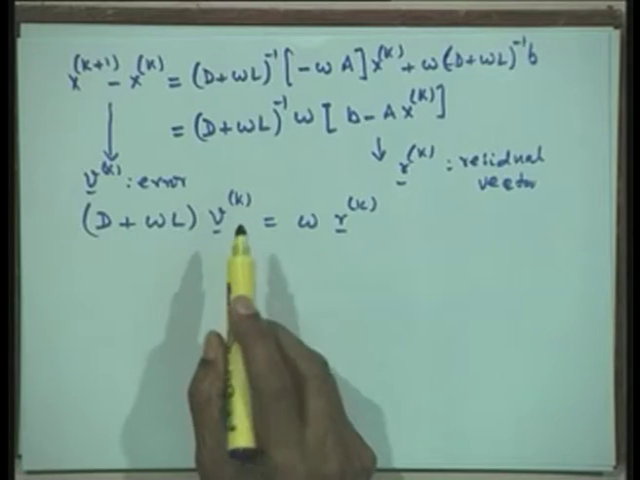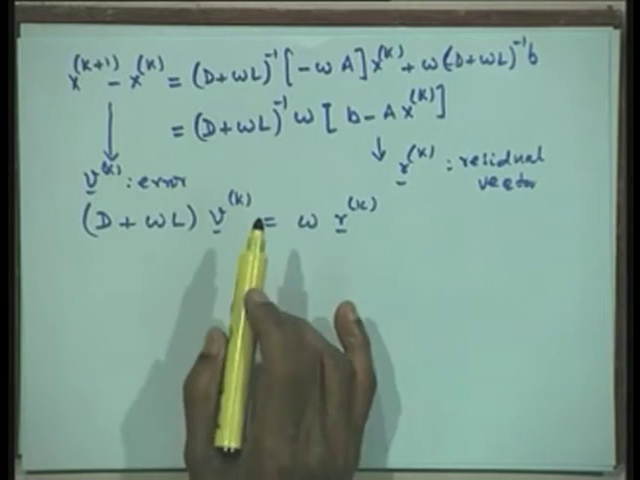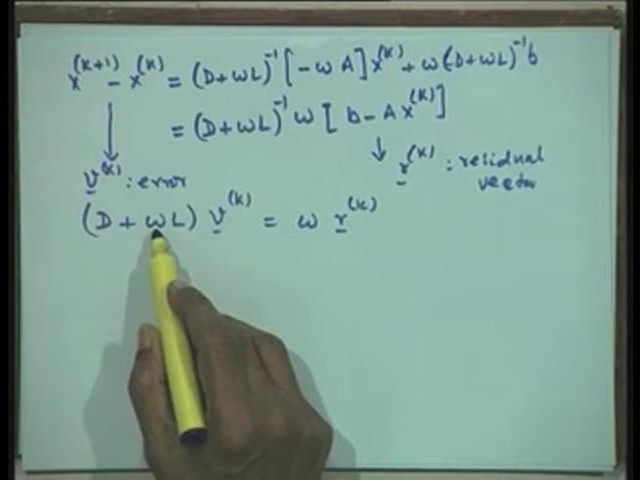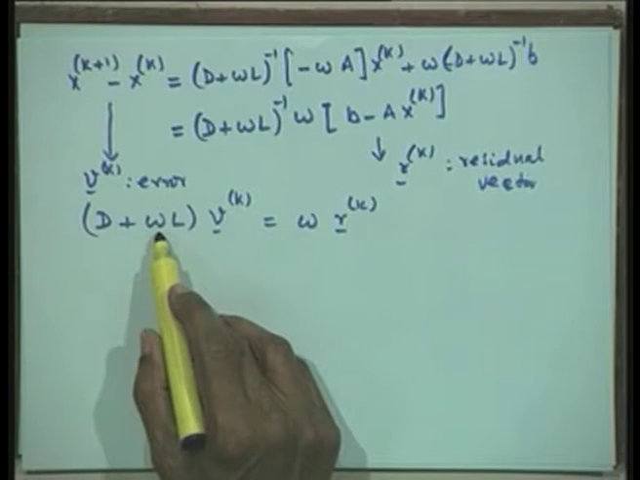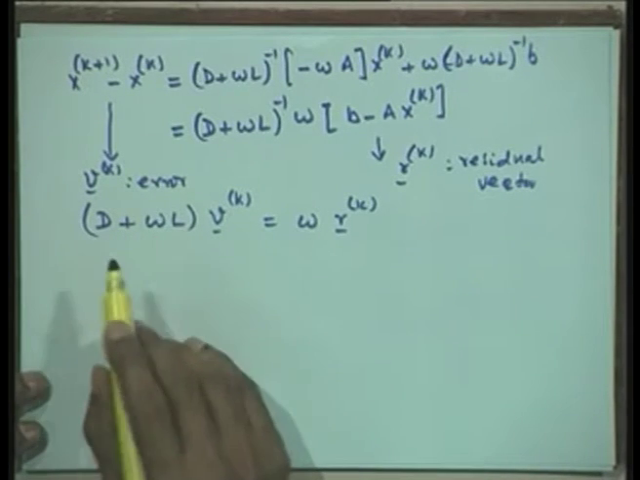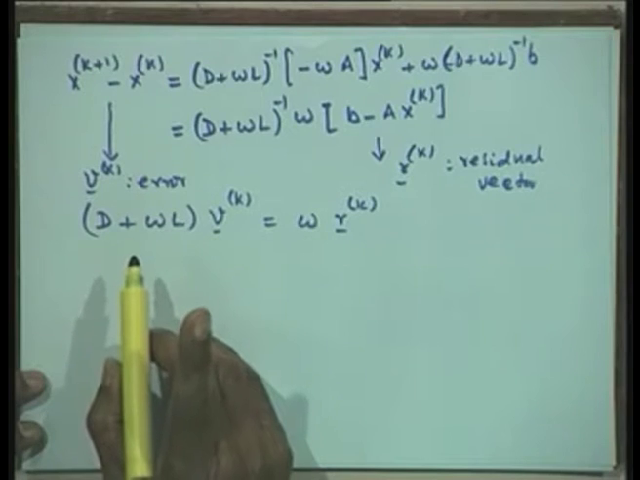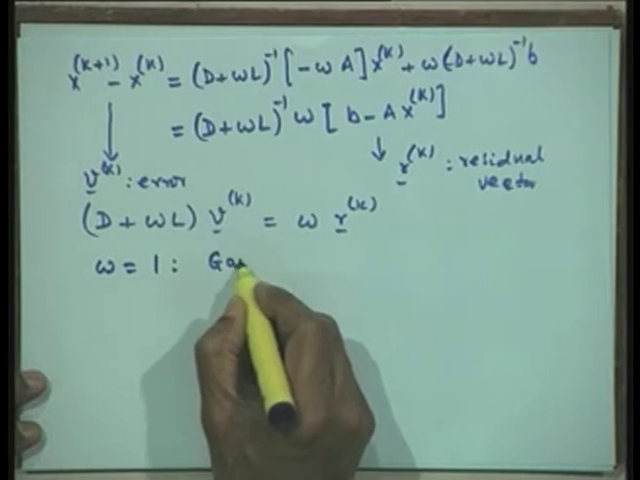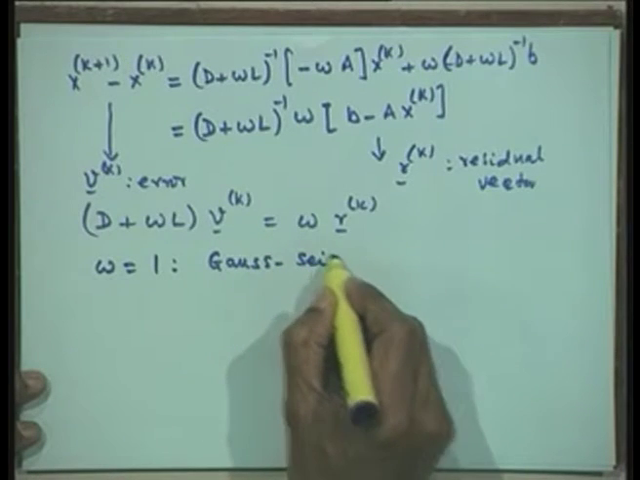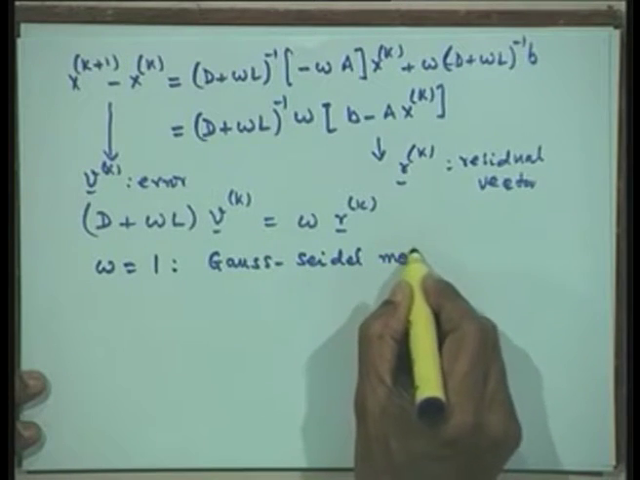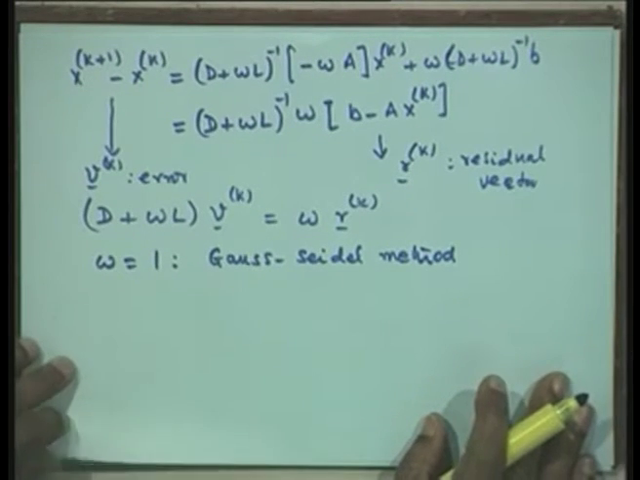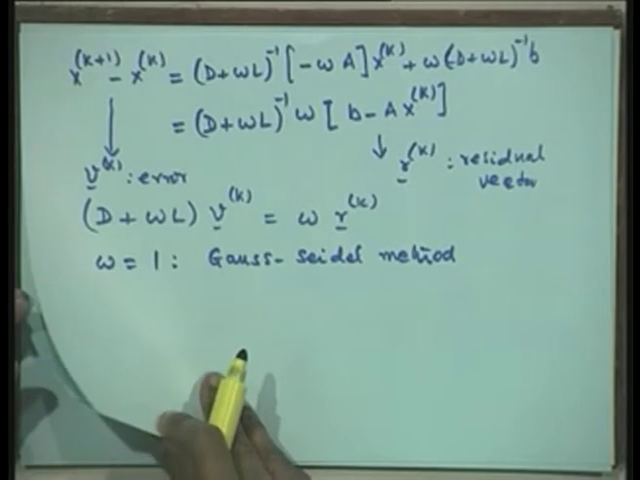Now, you can see that this is in no way computationally more expensive than Gauss-Seidel, except that we have put one more multiplication by a factor here. Otherwise, when omega is equal to 1, this is the same as Gauss-Seidel, and hence we call this a generalization of the Gauss-Seidel method. Therefore, it is not computationally expensive compared to the Gauss-Seidel method at all.